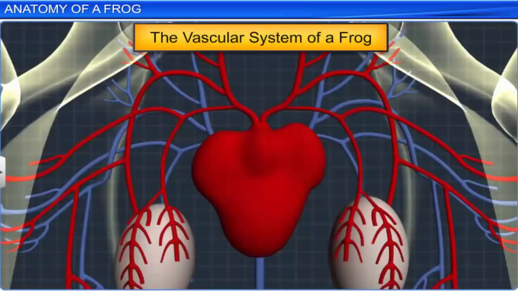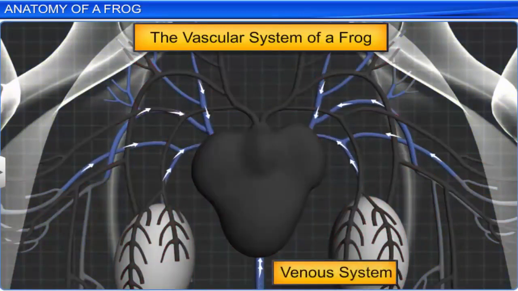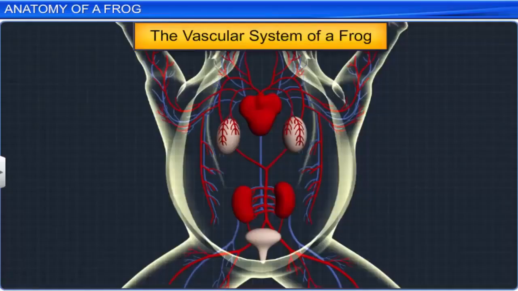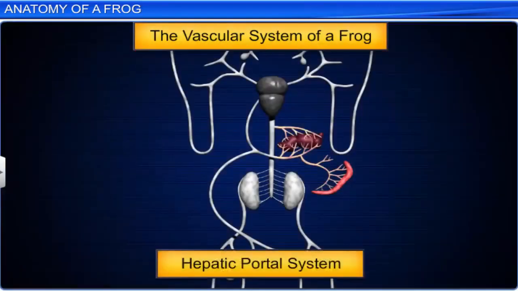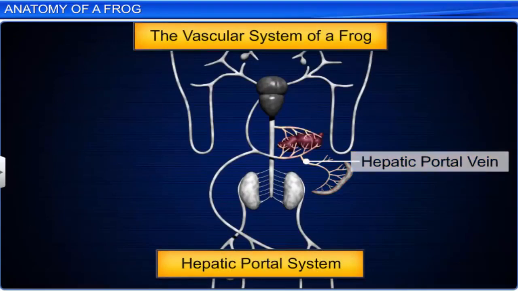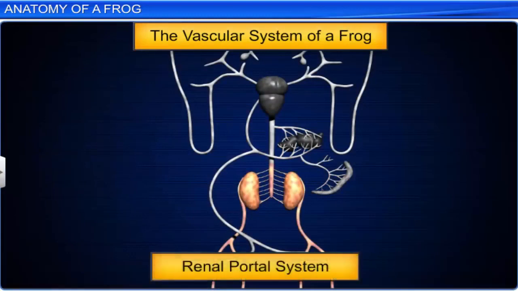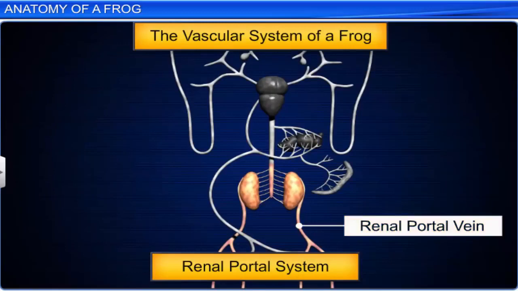Deoxygenated blood from the different parts of the body is collected by veins or the venous system and is pumped into the heart. Frogs also have a hepatic portal system and renal portal system. In the hepatic portal system, veins are connected to the liver and the intestine, while in the renal portal system, veins are connected to the kidney and lower parts of the body.